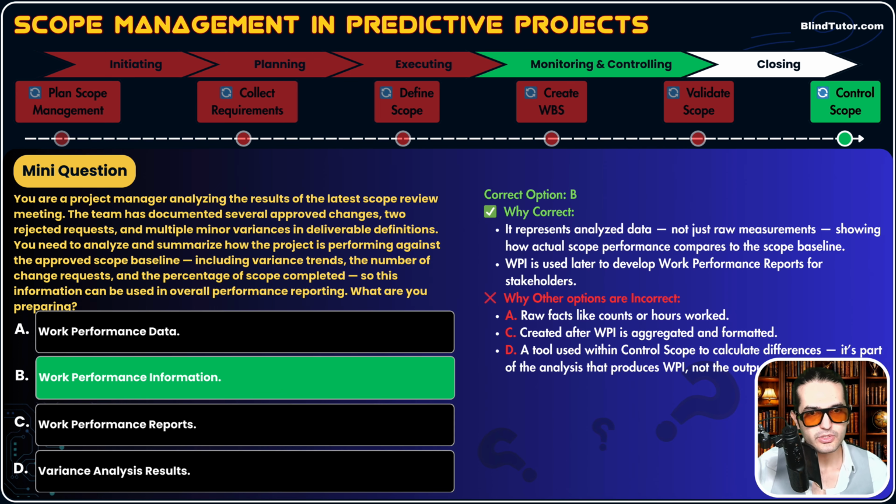Why other options are incorrect? Let's go to option A. Work performance data, it's raw facts like counts or hours worked. It hasn't yet been analyzed or compared to the baseline. Work performance report, option C, it is prepared after work performance information is prepared. So that's why it is incorrect. And option D, variance analysis results. It's a tool used within control scope to calculate differences. It's part of the analysis that produced WPI, not the output itself.